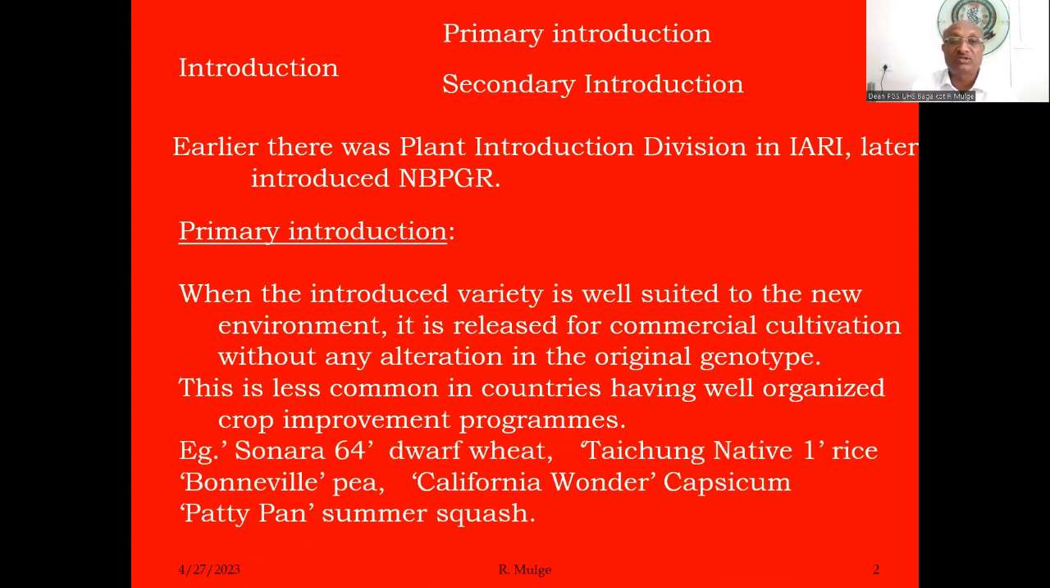For example, Sonora 64, a dwarf wheat variety, was introduced straight into India and released for cultivation. Taichung Native 1 in rice. Now you can also find California Wonder in capsicum. Now it is reduced, but you still find these named varieties introduced from USA and other countries. They were grown straight away with the same name and without any alteration in the original genotype. Patty pan summer squash, you can still find the seeds in the market.